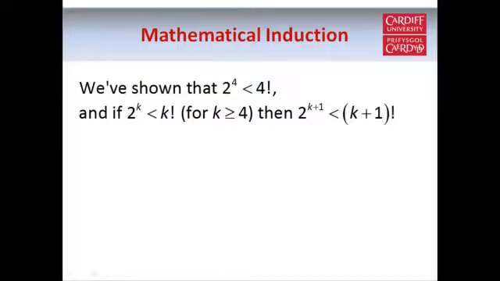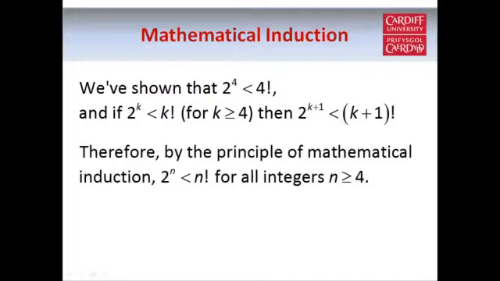So in summary, we've shown that 2 to the power 4 is smaller than 4 factorial, which is the base step, and we've shown that if 2 to the power k is smaller than k factorial, then 2 to the power k plus 1 is smaller than k plus 1 factorial, which is the inductive step. And that's enough to prove that 2 to the power n is smaller than n factorial whenever n is greater than or equal to 4.